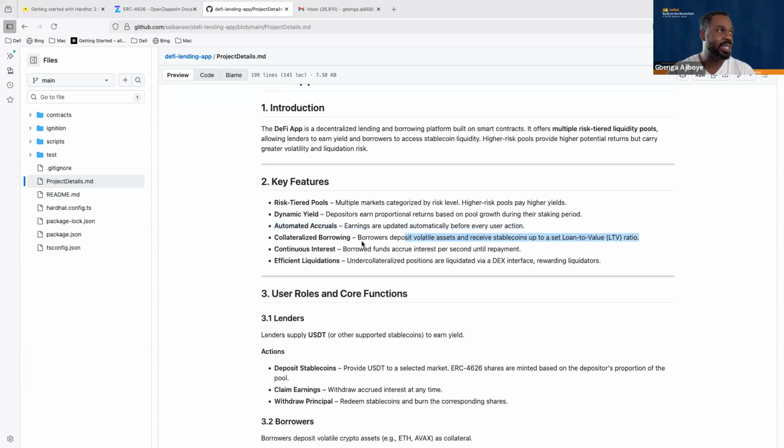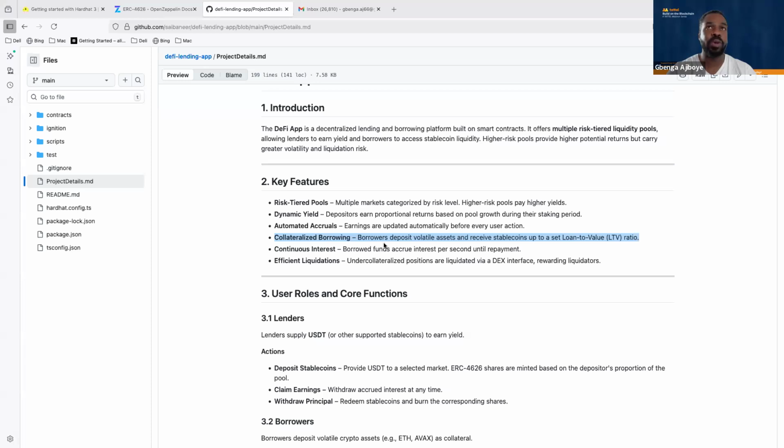Collateralized borrowing, this is straightforward, nothing serious. Basically, you want to borrow asset B, you deposit asset A, and then you can borrow up to a value of asset A. Everyone understands that, I think. But maybe I should use an example.